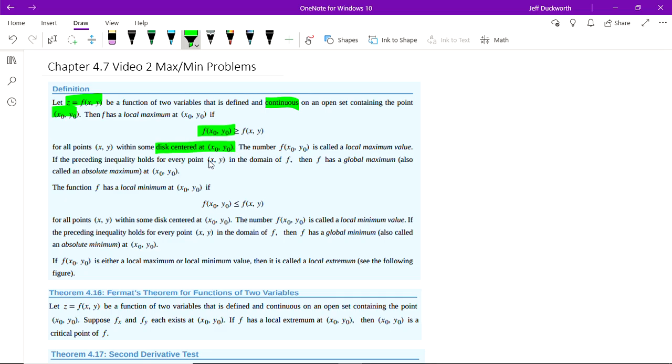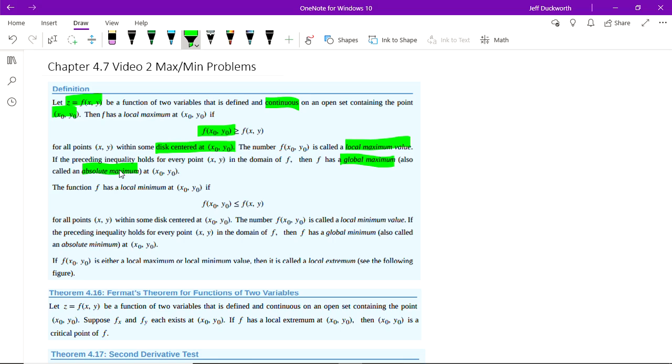So if we take any smaller and smaller disk centered there, our largest value in the area will be this function at x naught, y naught. That's when we have a local maximum. If this holds for all points in the function, then it's a global maximum. Another term for that is absolute max, which is probably what you would have heard back in Calculus 1. That's the typical term for that.